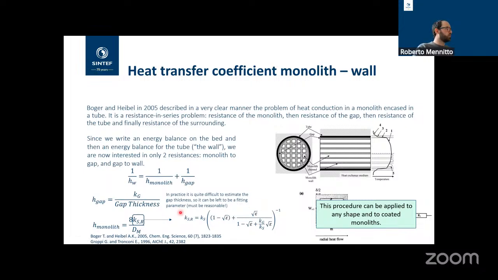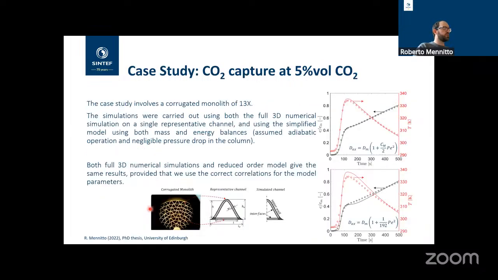So now we have these two. We have the axial thermal conductivity. We can basically run a numerical model with the mass balances and the energy balance. Here I take just an example from my PhD work. I modeled a corrugated channel monolith. This is actually a monolith reported by Professor Ritter. And I assume that the monolith was made of 13X zeolite and would absorb CO2.